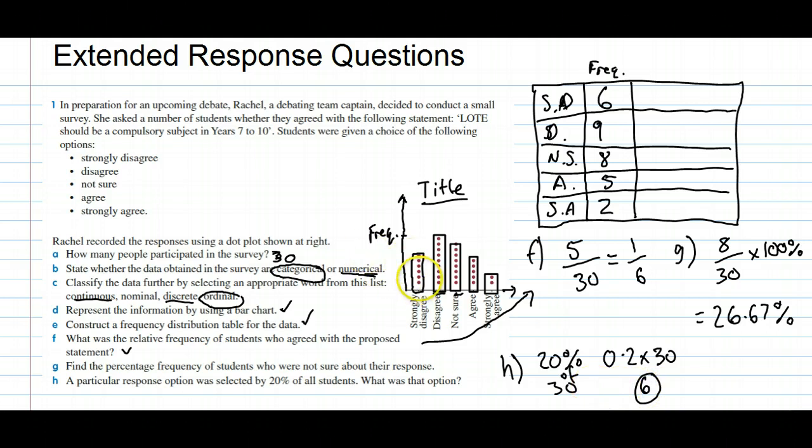Okay, and that is this one here. Strongly disagree had 6 dots, which means 6 people responded to strongly disagree. So that was the option that had 20% of all student responses. So there we go. Question 1's done. Let's move on to the next question.